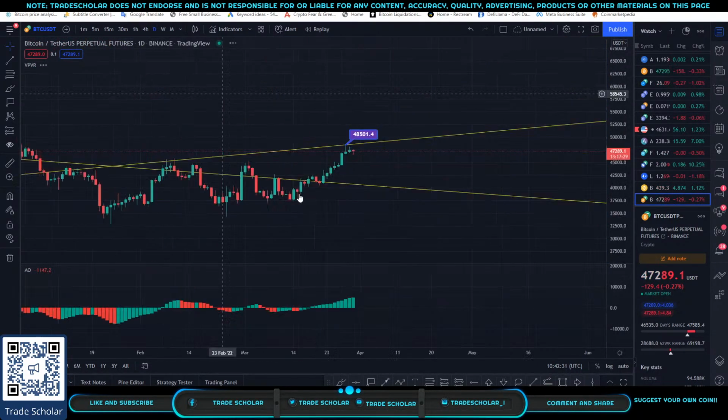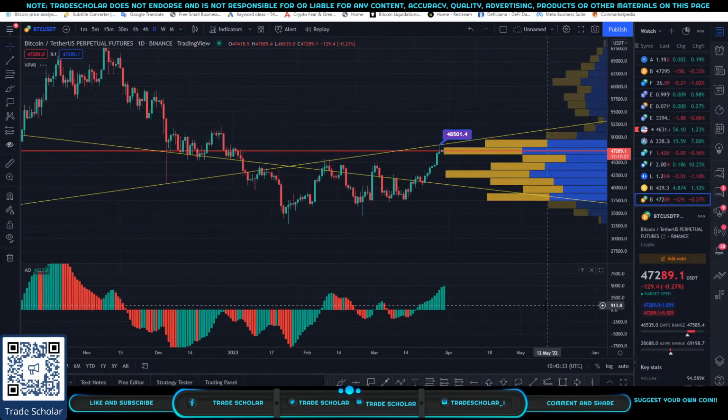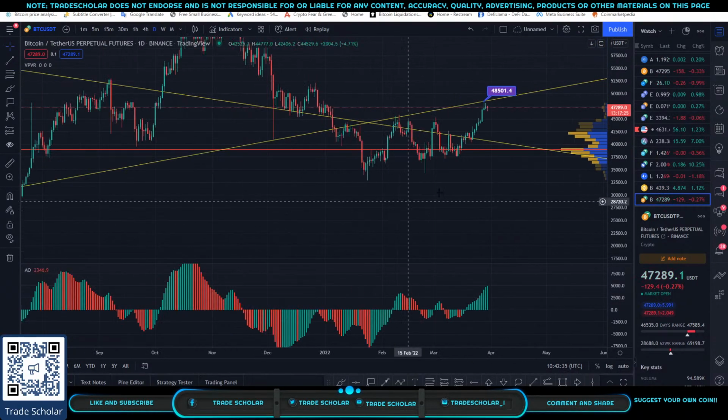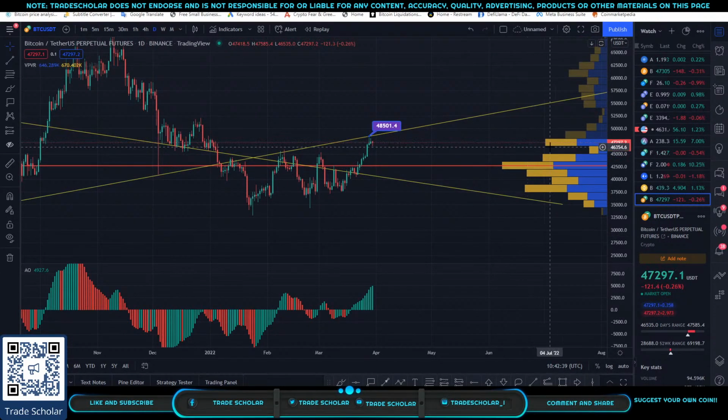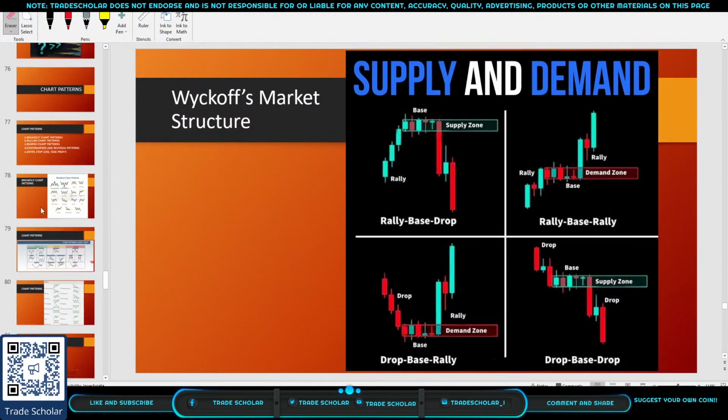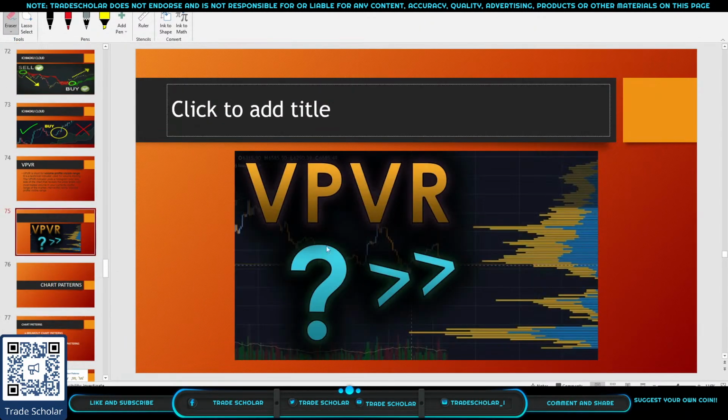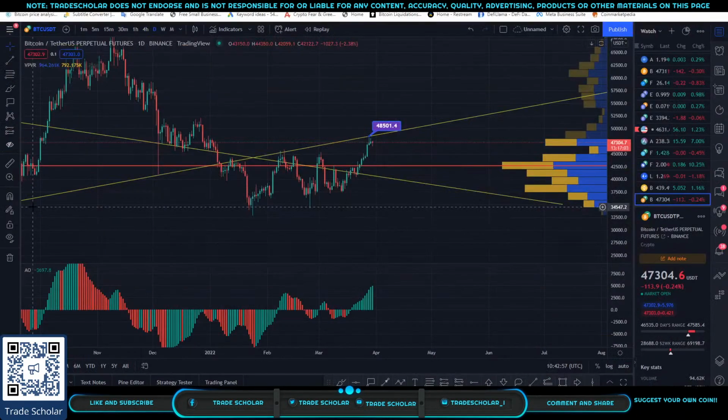Let's check the daily time frame. Daily time frame is bullish. Okay, as an oscillator, bullish. We are in the high volume node, HVN. Okay, high volume node. We are in the high volume node. We have it here, the VPVR. Yeah, we also teach VPVR here. Okay, the high volume node.